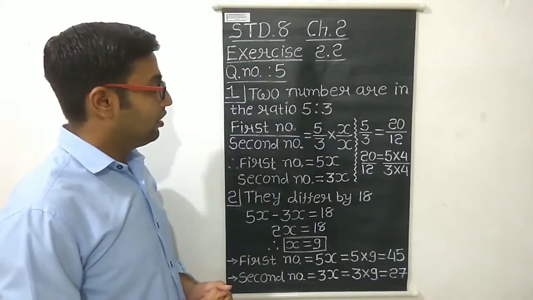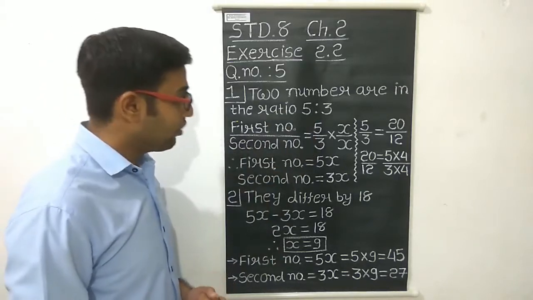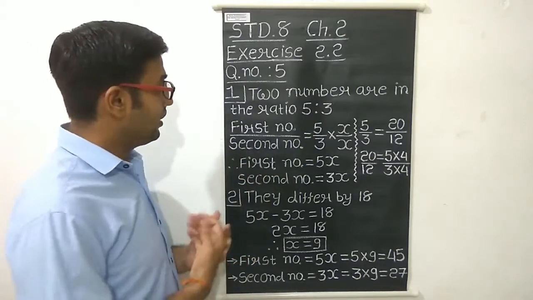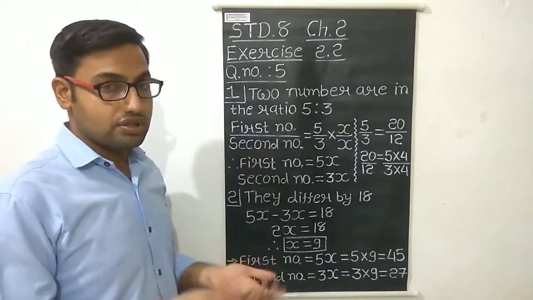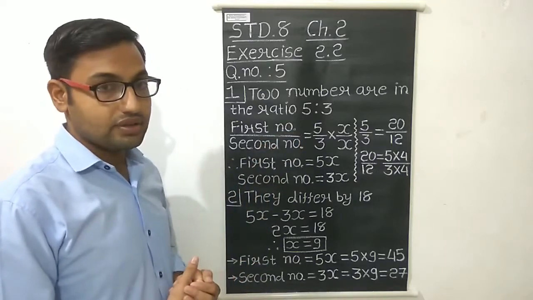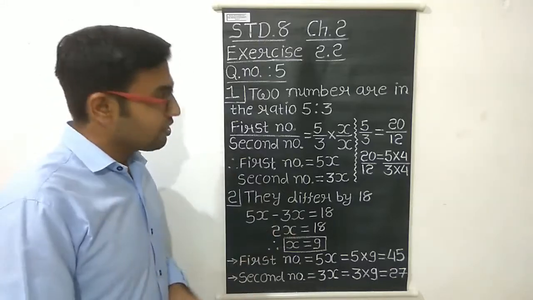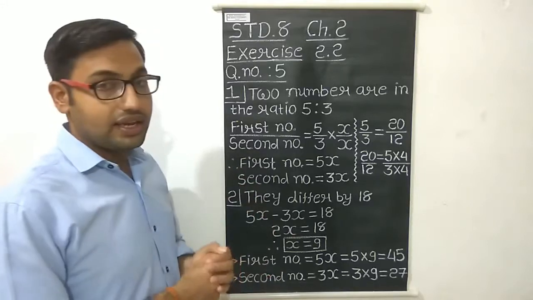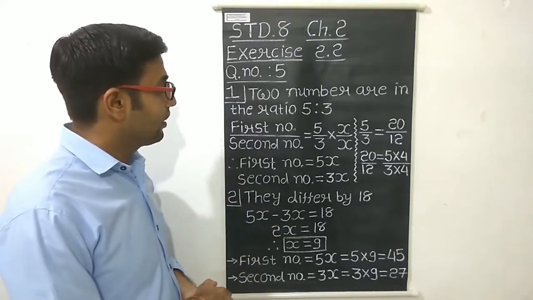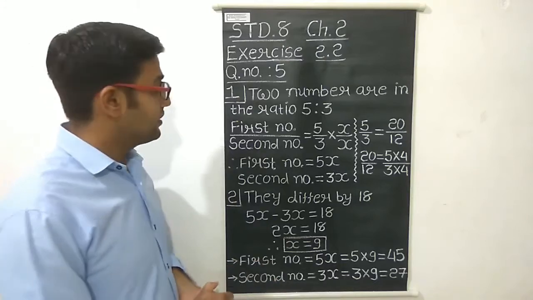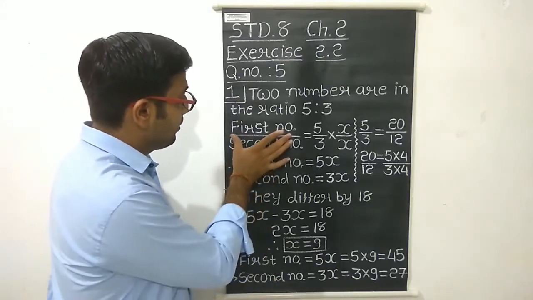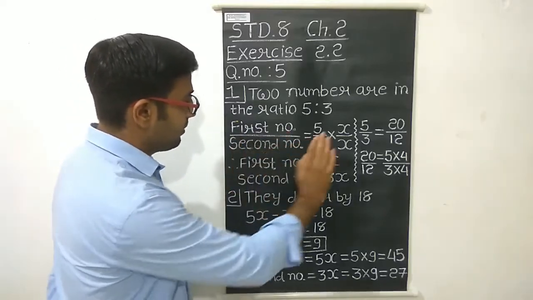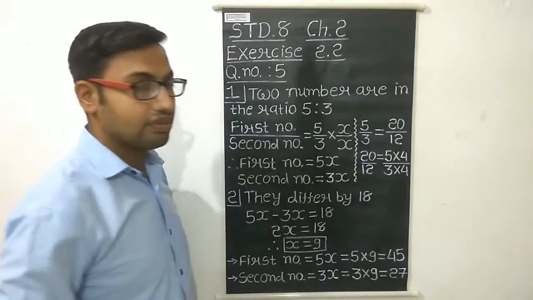So here we cannot suppose any number as a variable x. Here there are two numbers, so we cannot suppose that the first number is x or the second number is x, because if we suppose the first number as x, then we don't know what to take as the second number. So what we have to do here is, see, we are given the ratio of the first number upon the second number. Let's suppose first number upon second number is equal to 5/3.